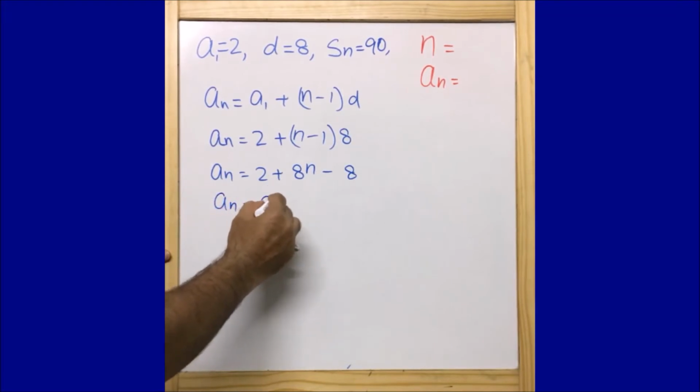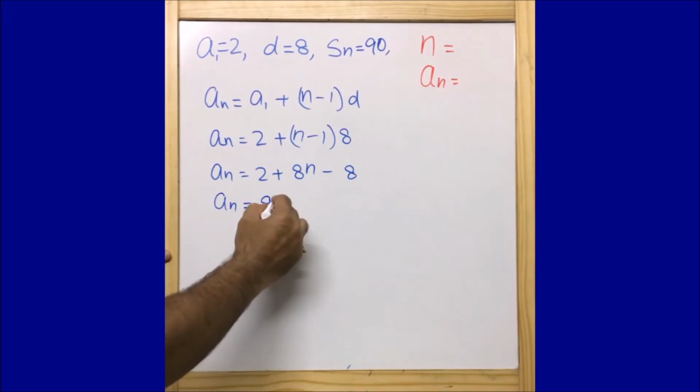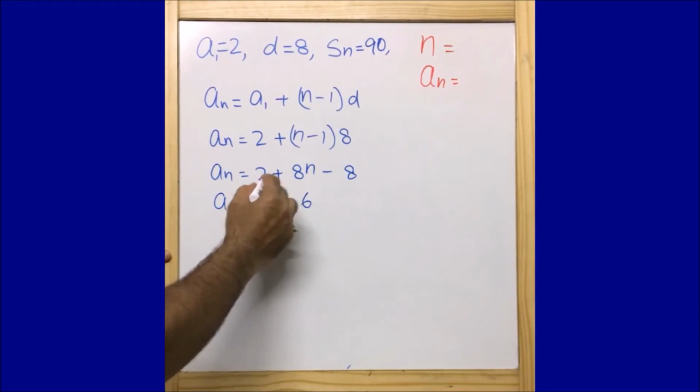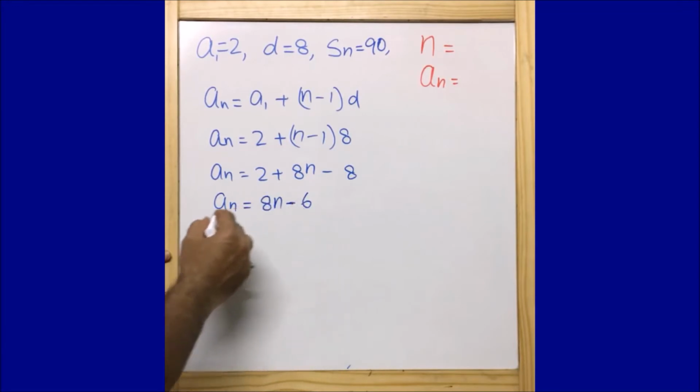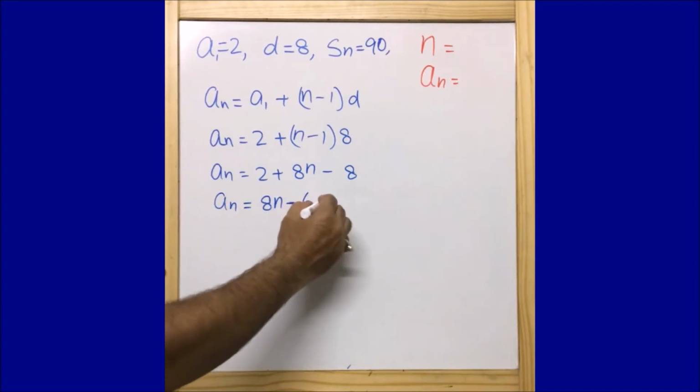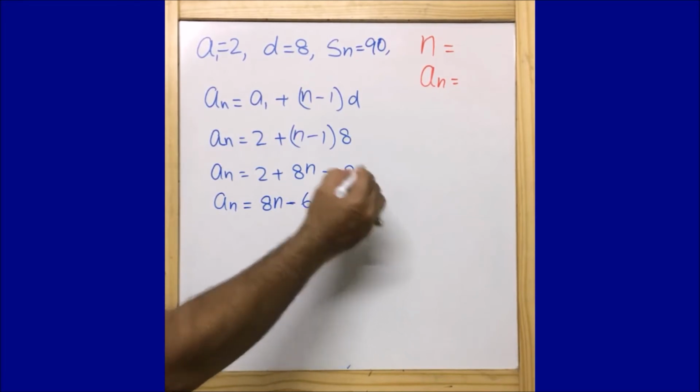I can solve this further and write An is equal to 8N minus 6, because 2 minus 8 is minus 6. So this is what we got from this formula, and whatever data we have, we utilized that data and we got this equation. Let us name this equation as 1.